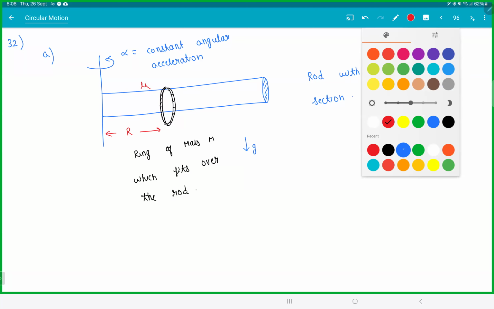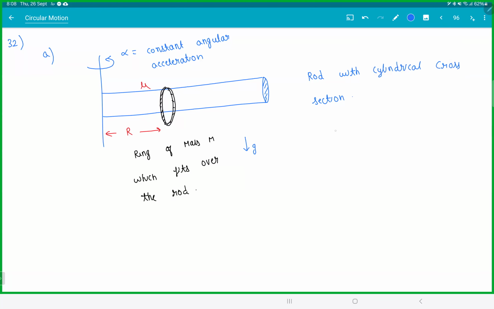Initially the system is at rest, and once the rod starts rotating with an angular acceleration, to give an analogy, think of it like this. You can take a coin and put it on top of your fan blade and switch on the fan. What will happen? For some time, the coin will stay on the fan, but in a few seconds the coin will fly out. Something similar happens here.